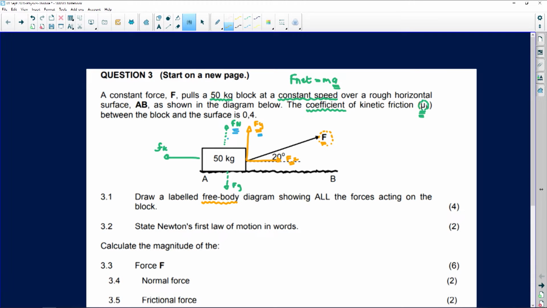If they say free body diagram, we use a dot. If they say force diagram, then we use a block. But most of the time, force diagram is in grade 11. So they want us to draw a labeled free body diagram showing all the forces acting on the block. Now, key point is, for a free body diagram, if the question is for 4 marks, it means I have to have 4 forces. Now, another thing to remember, this is on a horizontal surface.